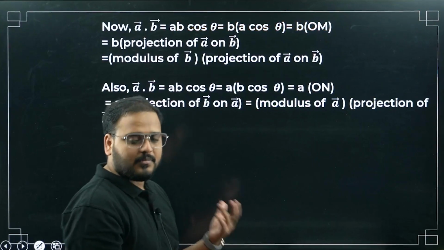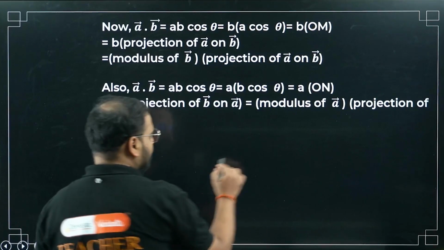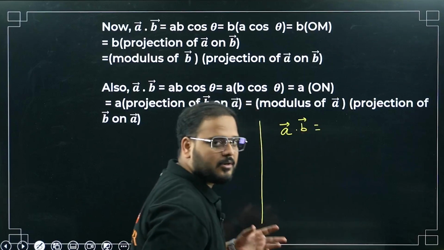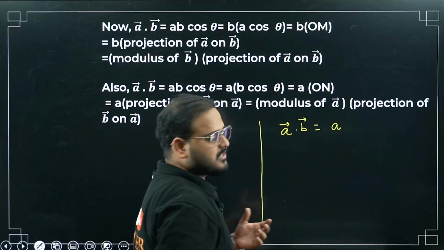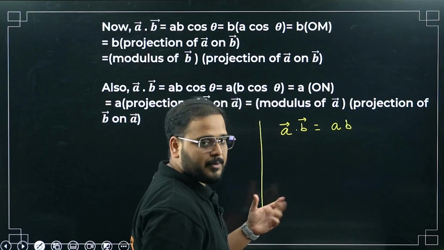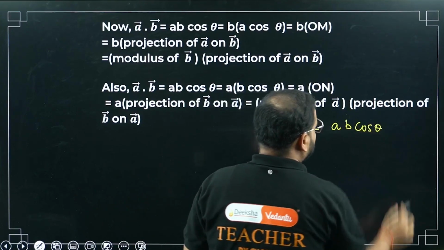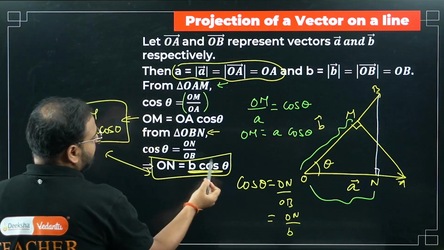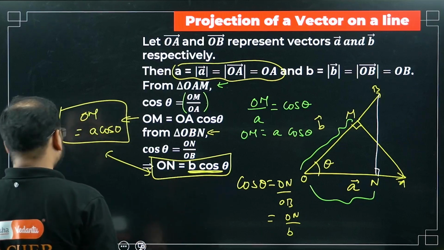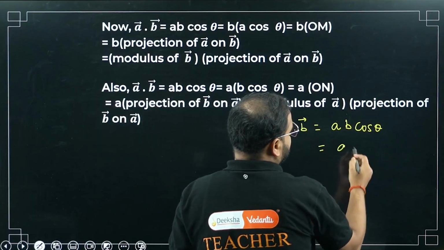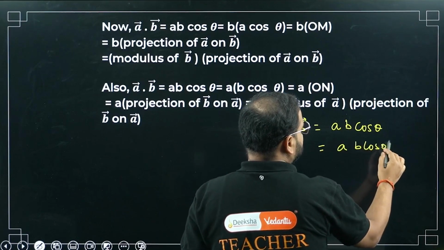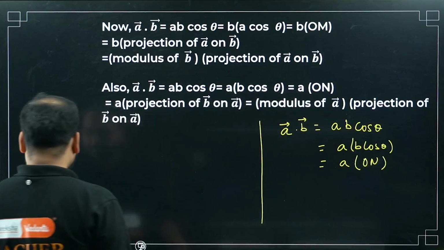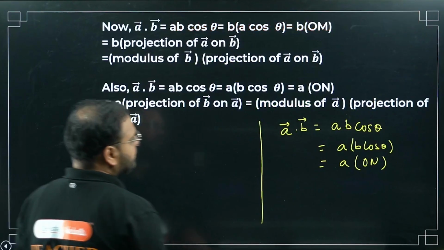Moving on. How do we write the dot product of any two vectors? A dot B is given by the magnitude of vector A, which is simply A, multiplied by the magnitude of vector B, multiplied by cos theta. Now, if you take the first part, what is B cos theta? It is ON. So club them together: A times B cos theta, and in place of B cos theta, write ON.